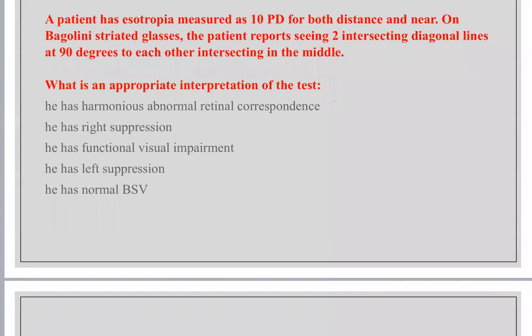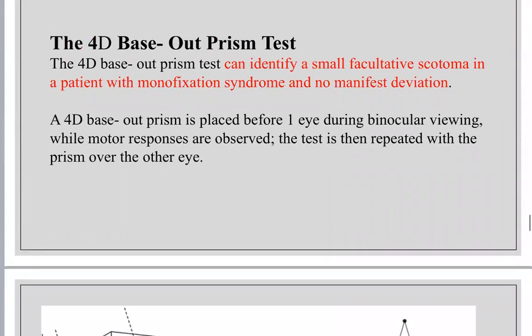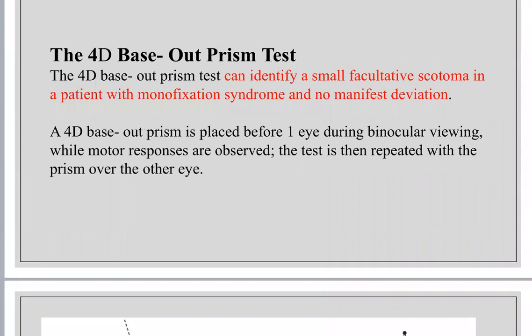retinal correspondence, because frankly, the objective angle of strabismus is 10 prism diopter, and actually this patient is seeing well. Okay, so this patient has ARC, which is sufficient for him.